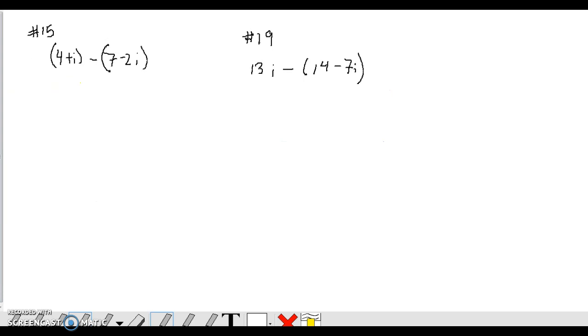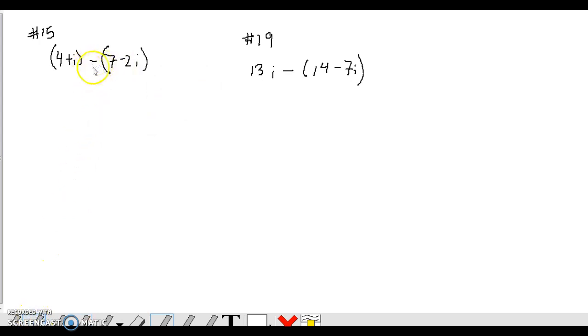Next two problems, 15 and 19, we wanted to perform the operation between the two. So the first one is a subtraction. What that means is I'm going to rewrite the first binomial, and the second one I'm going to distribute out, the negative. And so that's going to turn my negative 7 into positive 7 and the negative 2i into positive 2i. So combine our values first, so 4 minus 7, and that is going to leave us with negative 3. Then i plus 2i is 3i. There you go, a plus bi.